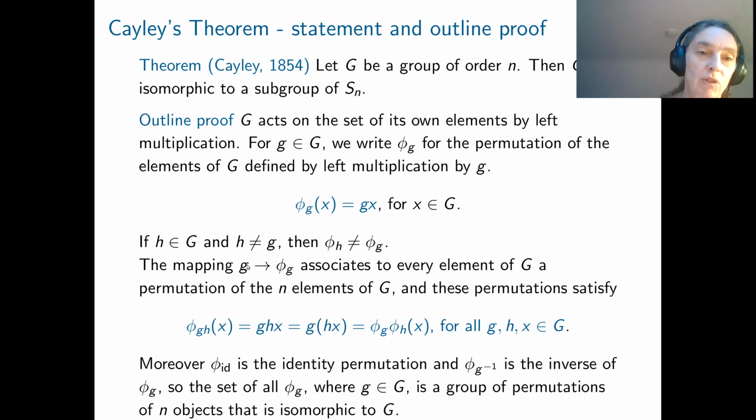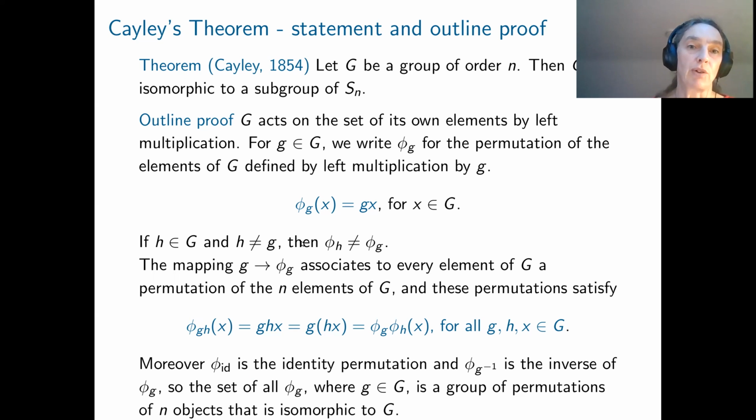Okay, and we can observe that if we take two different elements of G, they determine different permutations. If you think about the group table, that must be true. If phi h was equal to phi g, if those two permutations were equal to each other, then they both have to have the same effect on the identity element in place of x, which would have to mean that h would be equal to g. So this left multiplication action associates to every element of G a different permutation of the n elements of G, which is a key point because if we're going to say that G is isomorphic to a subgroup of Sn, then we want every element of G to be associated to a different permutation, and this certainly does that.